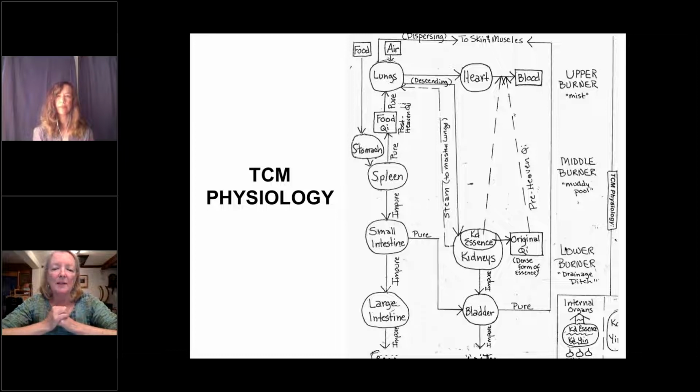And all of that, plus what is gained, the pure out of the kidneys, goes up to also mix with what's coming in through the lungs, mix in the heart and form blood and chi. So there's an interaction with everything.